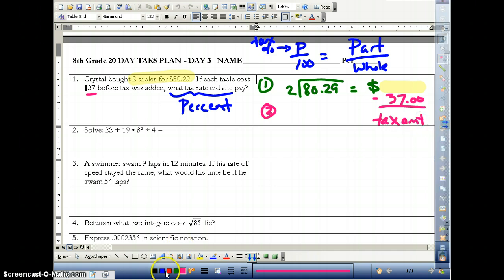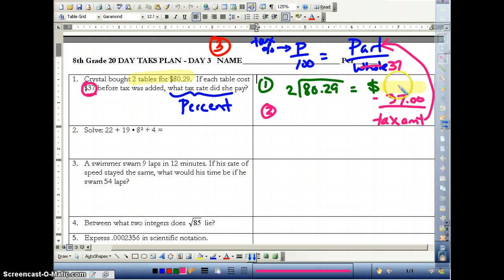Step 3 is to come up here to your percent proportion. This part right here, you're trying to figure out your tax percent. This part here is the part that's tax. That's this tax amount right here. So your tax amount gets put in right here, and you got to figure out what's your whole. Well, the tax amount is the tax that was issued on the amount before tax was added. So your whole down here is 37.